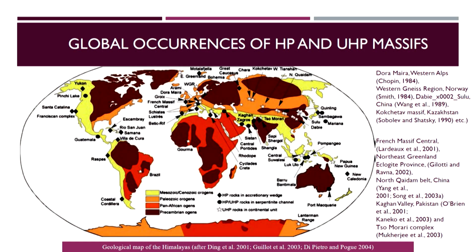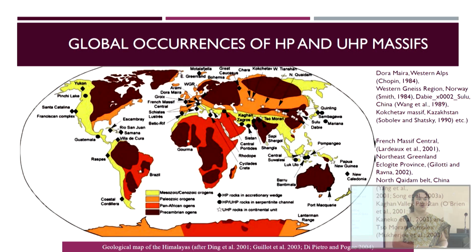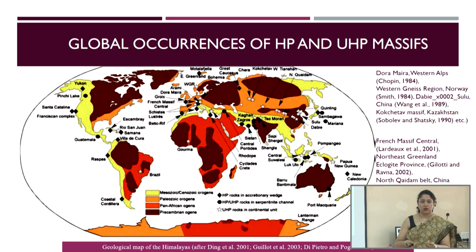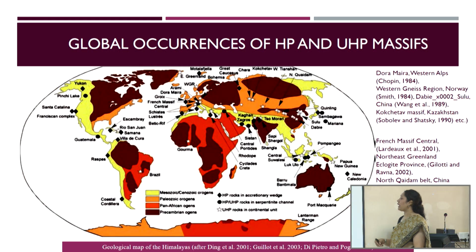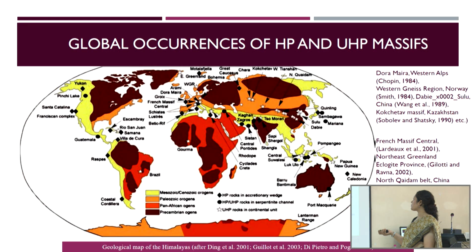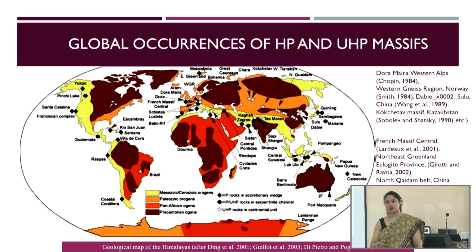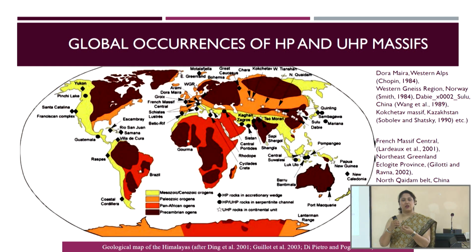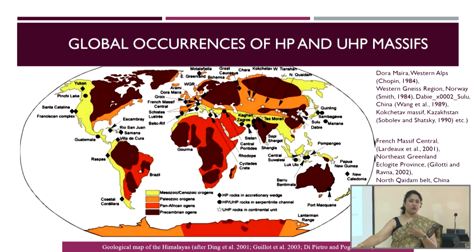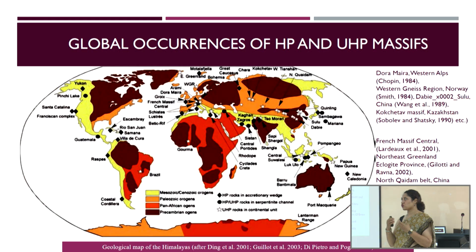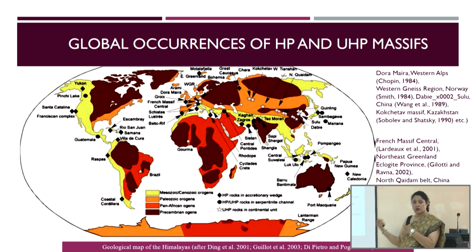If you look at the global occurrences, I think it was in 1953 that coesite was first found in natural rocks. It was experimentally tried before that, but Coes was the first one who identified coesite. I think that was in the Western Alps in Dora Maira. I'm not extremely sure where he found the first. Chopin, okay, Chopin was. So, Coes identified that silica has a high pressure polymorph, which is coesite, and Chopin was the first person who identified it in the Dora Maira.